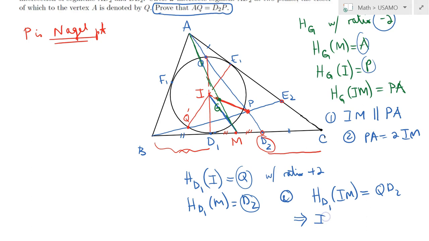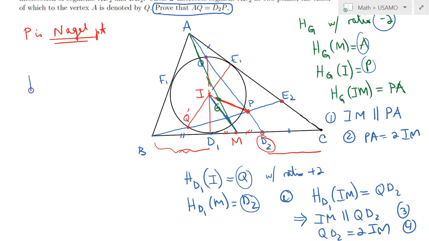So this implies two results like previously. IM is parallel to QD2, and second of all, QD2 is equal to 2 times IM. So this is result 3 and 4, you might say. Now we know very well that IM is parallel to PA, but PA is the same thing as QD2, right? They are the same line. So number 1 and 3 are basically identical results. But what's interesting is PA is equal to 2IM, but 2IM is also equal to QD2.